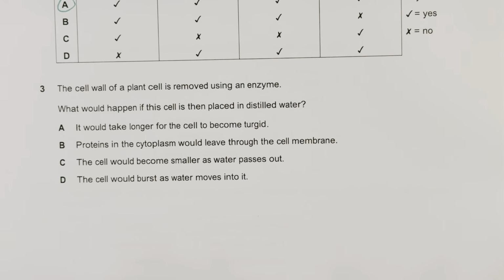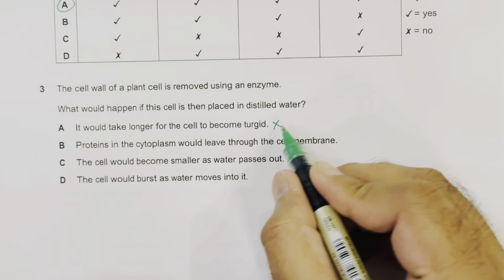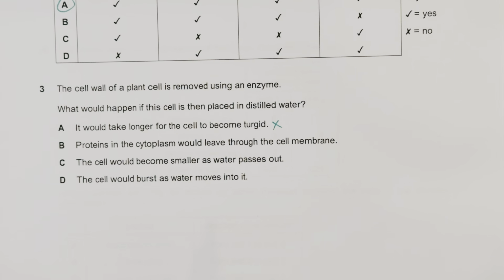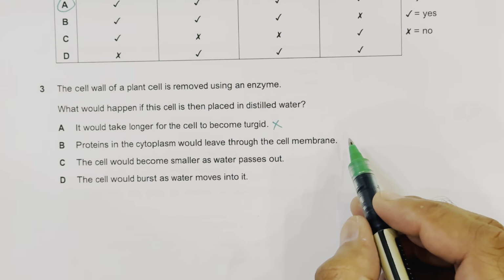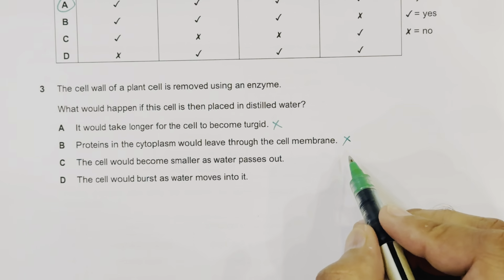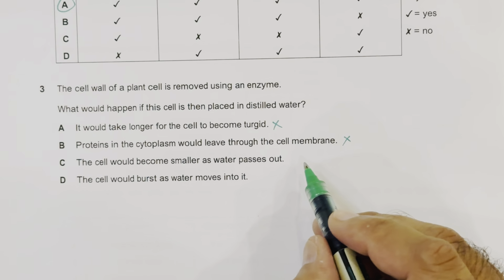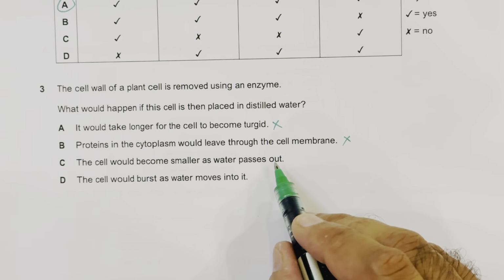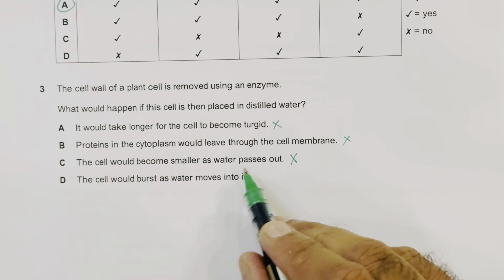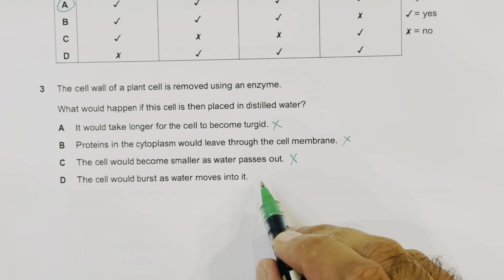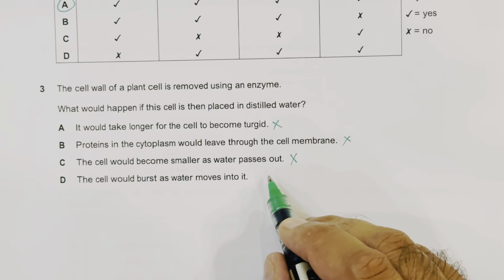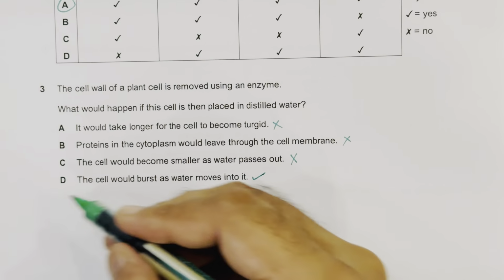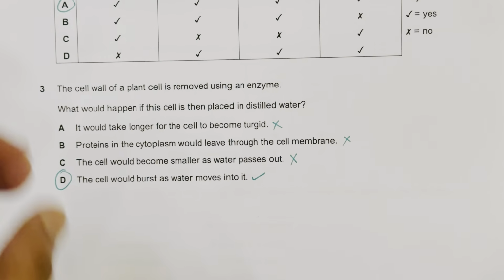It would take longer for the cell to become turgid. No. Proteins in the cytoplasm would leak through the cell membrane. Again, wrong. The cell would become smaller as water passes out. No. The cell would burst as the water moves in. Yes, water is moving in. So option number D is the right answer.